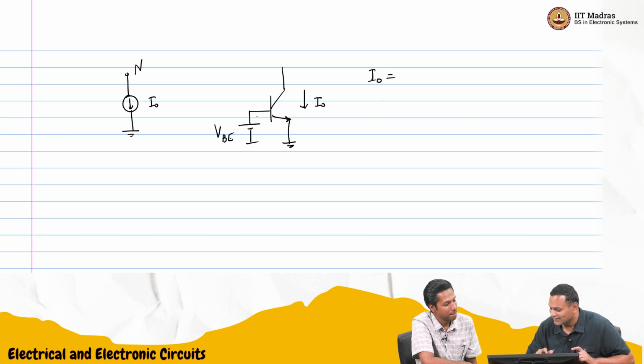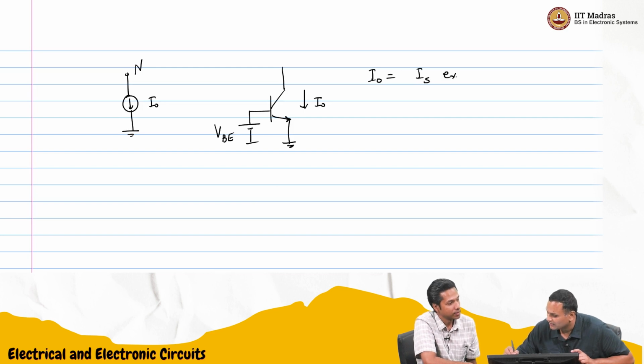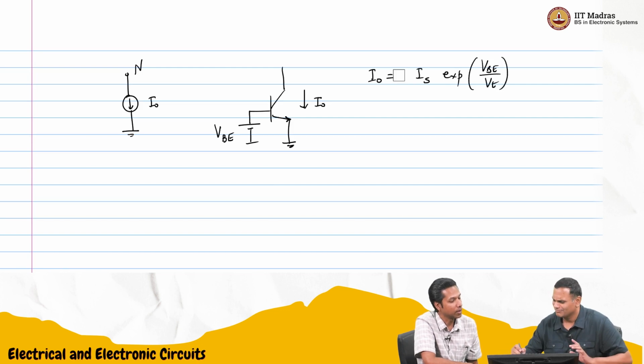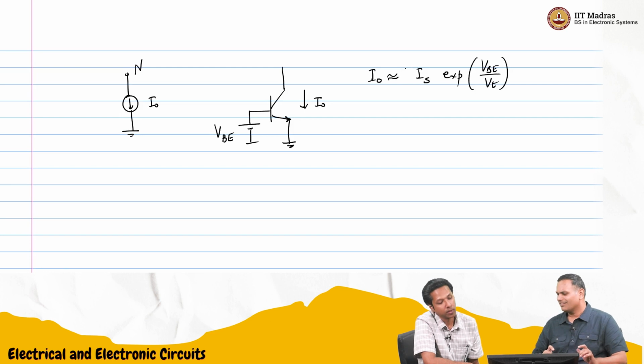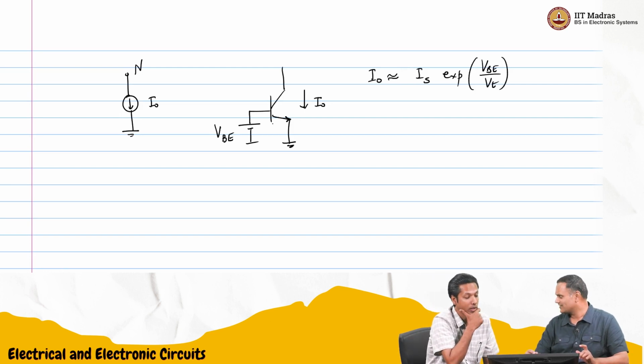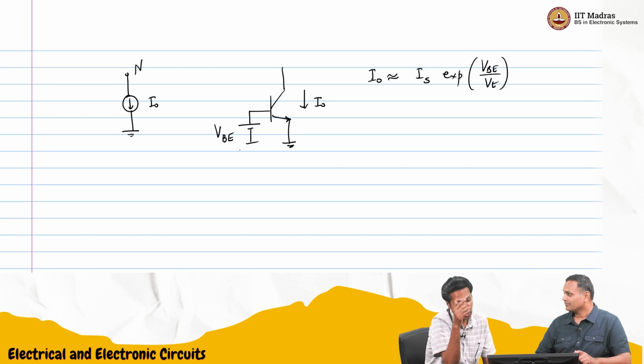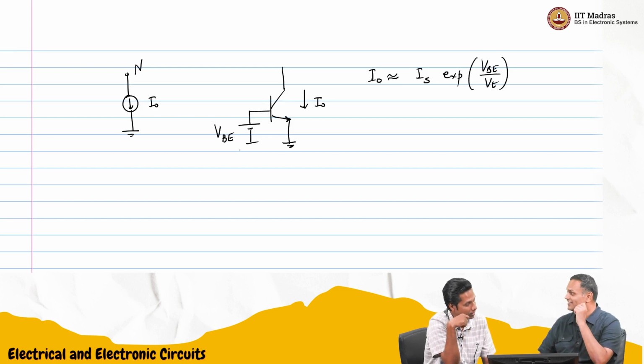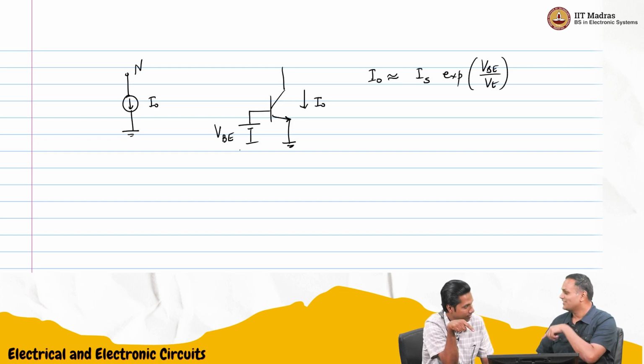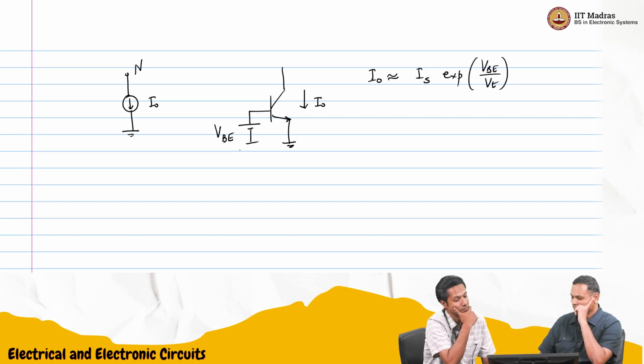To do this, the dependence is exponential first of all. We said it is some IS exponential VB by VT, approximately. And first of all, it depends on IS. If I take two transistors with different IS, I will need two different VBEs. So suppose I can pass some I naught through a transistor like this and look at the base voltage of that. Then I can generate VBE somehow, and give that to this.